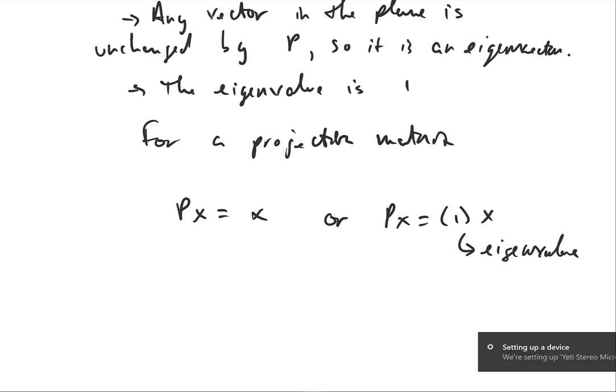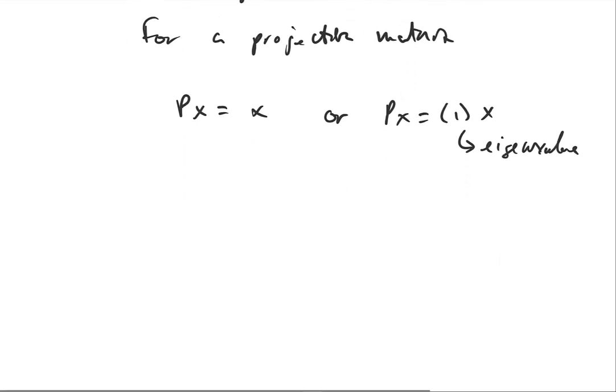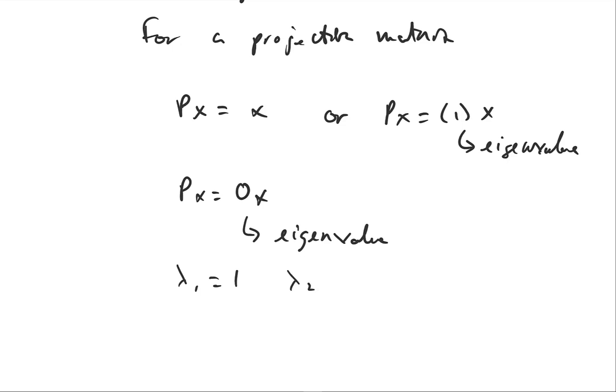There's another vector that's perpendicular to the plane, and that would be the zero vector. So the other equation that we would have is Px equals 0x. So the other eigenvalue is 0. So we have lambda 1 would equal 1, and lambda 2 would equal 0, and this would be true for any 2x2 projection matrix.